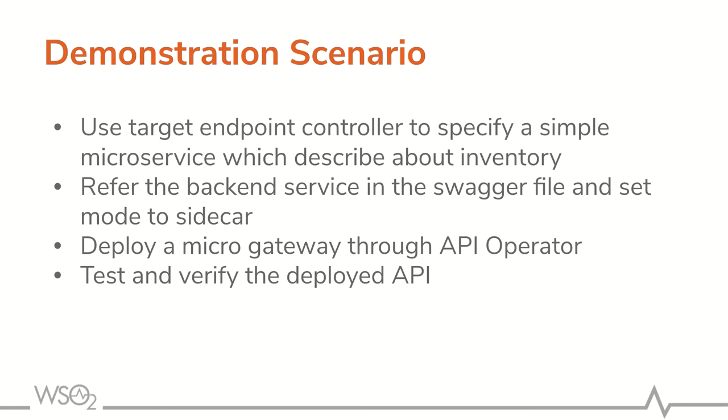I'm going to demonstrate this as a simple scenario. I'm going to use a simple inventory service which will be deployed as a target endpoint, and I will refer to this backend service in Swagger, and I will use our API operator to deploy this backend service along with the micro gateway, and I'm going to test and verify the deployed API.